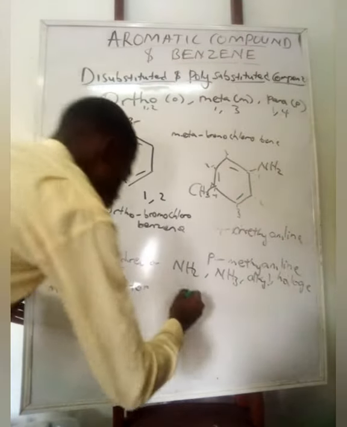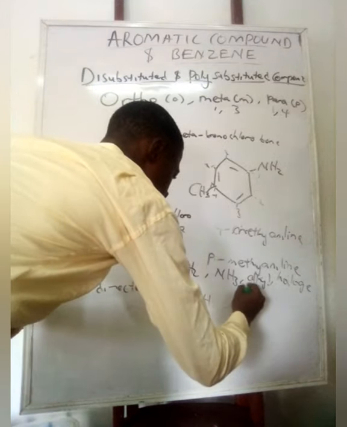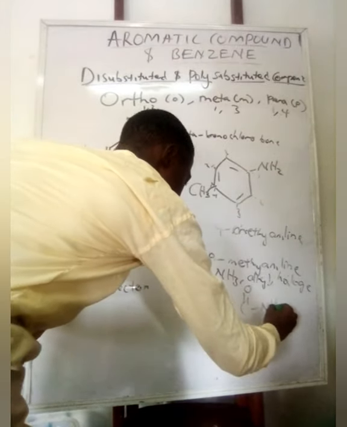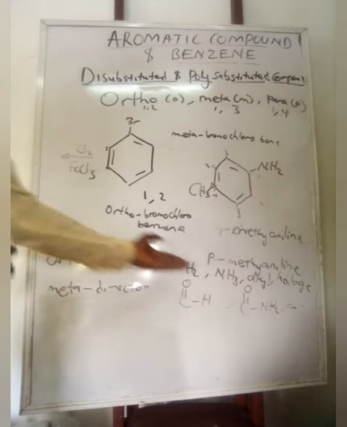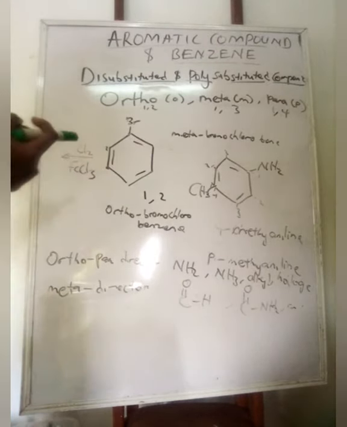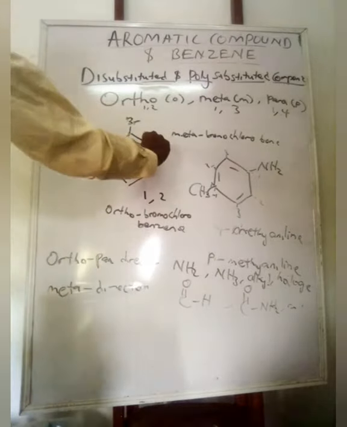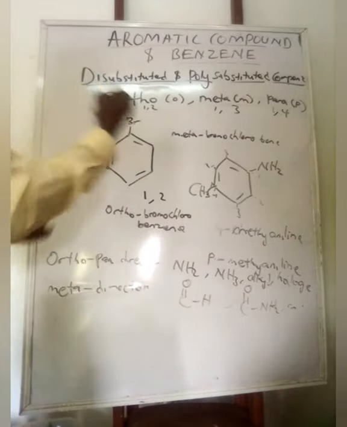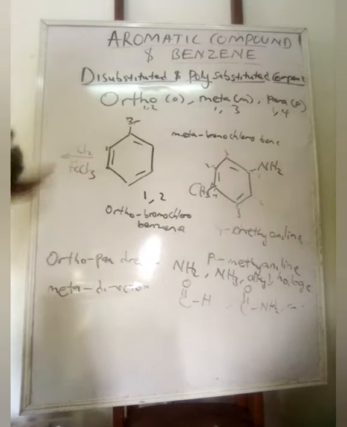And for this, we have C double bond O, C double bond O, NH2, and so on. Now, how do you write that? How do you know that this atom is ortho-para director or this atom is meta director? I've given a description, identification for all these ortho-para directors and meta directors. Now, if this atom attached to the benzene has a lone pair of electrons, then it is called ortho-para director.